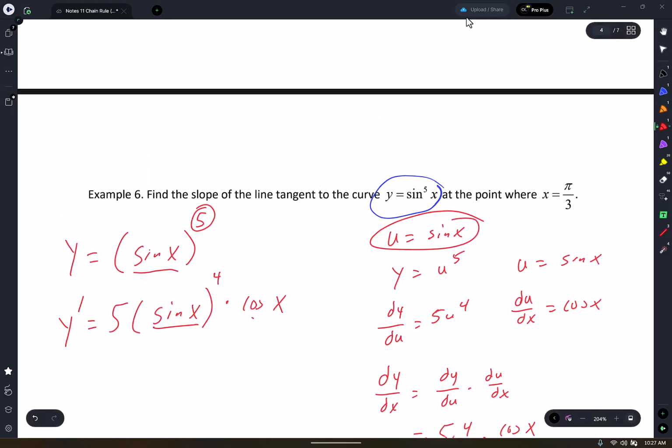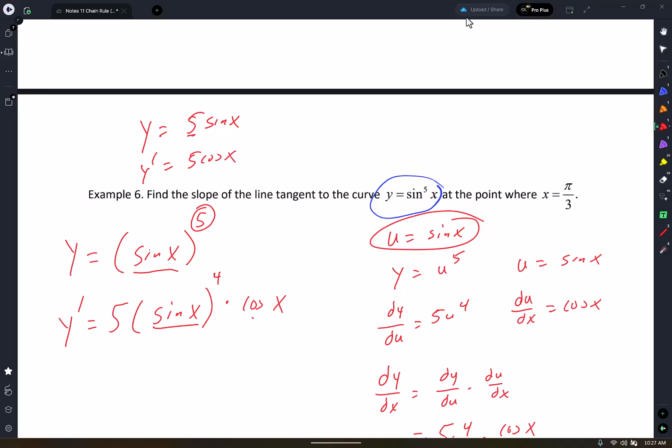If I have this, the derivative of that is just 5 cosine x, with the 5 in the front. But this is an exponent. That's like saying, what's the derivative of x to the 5th? You said y prime is 5x to the 4th. But this time it's more complicated because my inside is sine x. So bring the 5 to the front, leave the inside alone, sine x to the 4th power, times the derivative of the inside, cosine x.